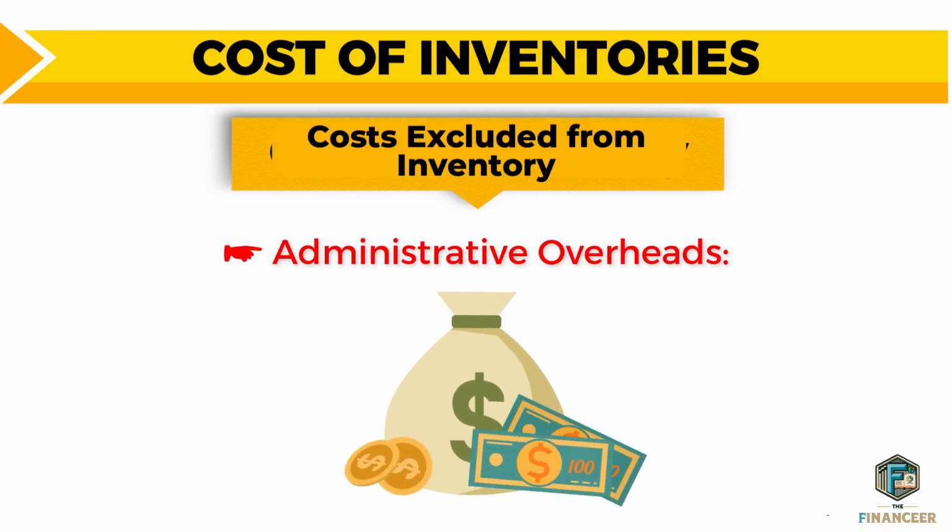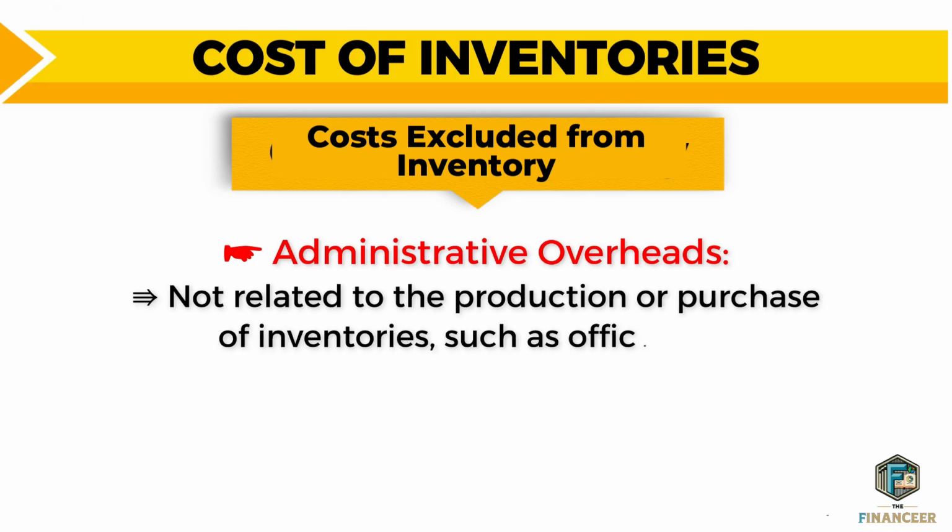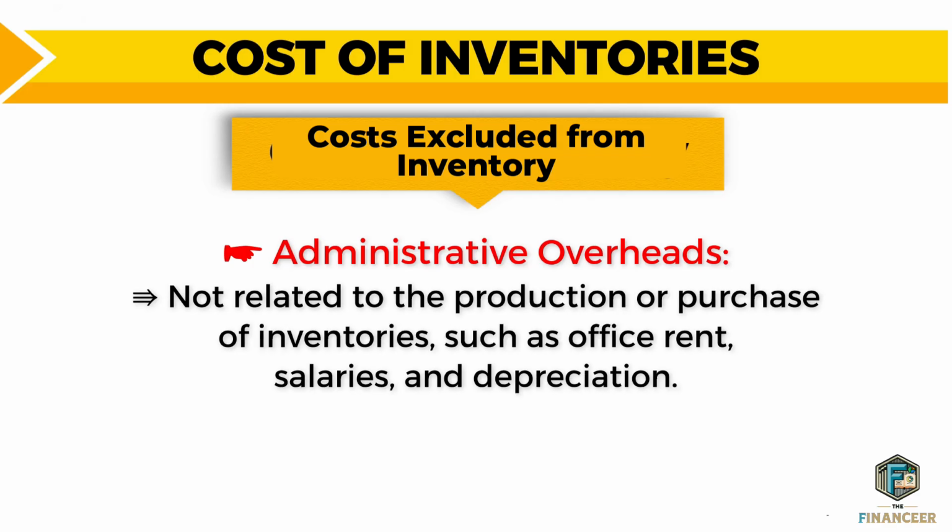Next, administrative overheads. These are the general and administrative costs that are not related to the production or purchase of the inventory, such as what? Such as office rent, salaries, and depreciation of the administrative building, for example. So these costs also will be excluded from the cost of the inventory, and must be expensed immediately in the statement of profit or loss.